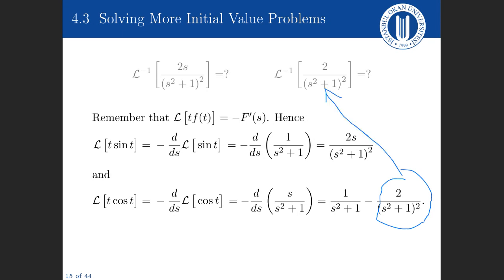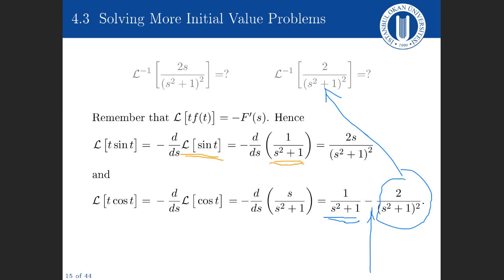There's a 2 over s squared plus 1 squared here. Okay. There's a minus sign. Minus sign doesn't matter. We can just multiply by minus 1 later. But we also have this extra term, this extra 1 over s squared plus 1. What is 1 over s squared plus 1? 1 over s squared plus 1 is just the Laplace transform of sine t.